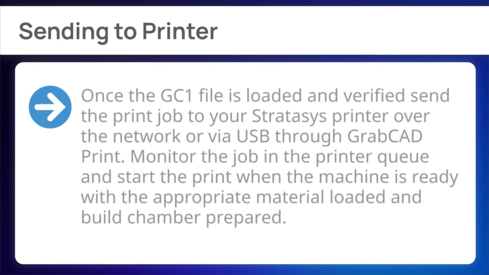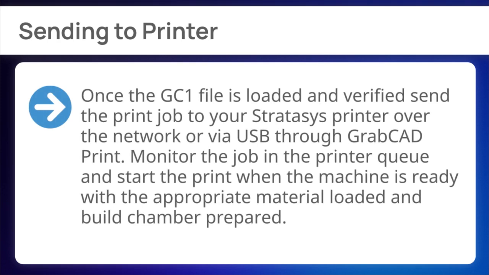Finally, sending to printer. Once the GC1 file is loaded and verified, send the print job to your Stratasys printer over the network or via USB through GrabCAD Print. Monitor the job in the printer queue and start the print when the machine is ready, with the appropriate material loaded and build chamber prepared.